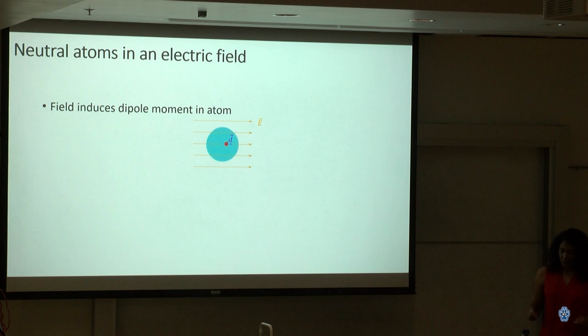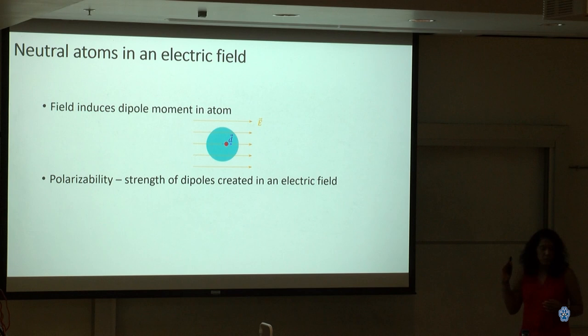We're going to define a quantity called the polarizability. And this term is going to represent the strength of dipoles that are created in that electric field. So if your electron is very tightly bound to your nucleus, maybe your electric field can't pull them apart so far. So that's going to have a really small dipole moment. But if your electron is more loosely bound, you can pull the charges apart a little bit more. Your dipole is going to get bigger.